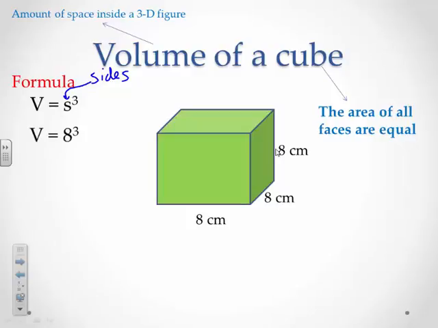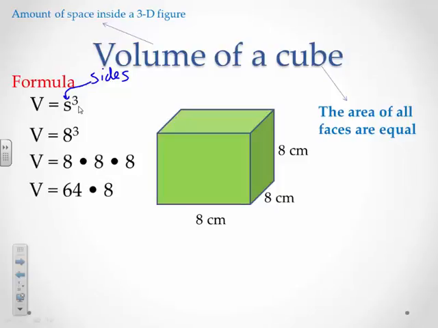Why do you think we cube things, or we call that to the power of 3? The power of 3 is how we find volume of a cube, which is why we call anything to the power of 3 cubed. So it's S cubed, side cubed. So I go ahead and substitute the 8 in for the S. We know that 8 cubed means 8 times 8 times 8.